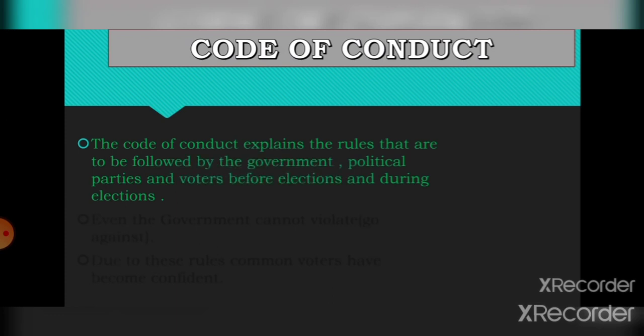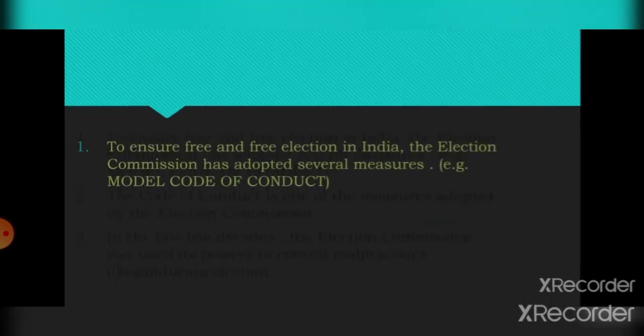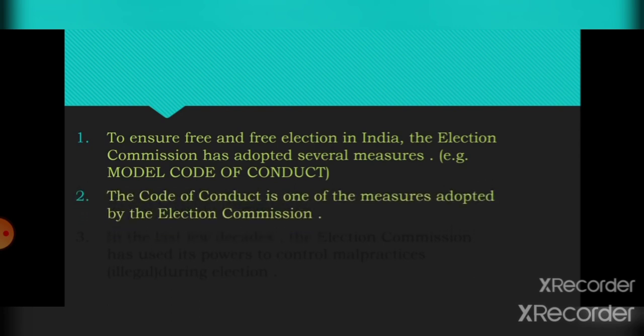The code of conduct explains the rules that are to be followed by the government, political parties, and voters before elections and during elections. Even the government can't violate or go against the code of conduct. Due to these rules, common voters have become confident. So, to ensure free and fair elections in India, the Election Commission has adopted several measures. There is the Model Code of Conduct. The Code of Conduct is one of the measures adopted by the Election Commission.